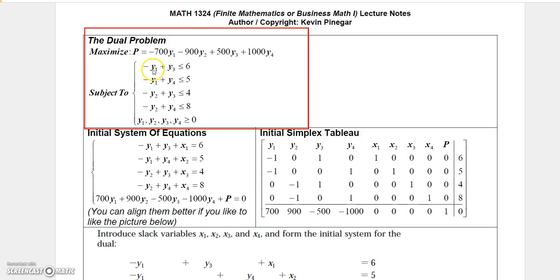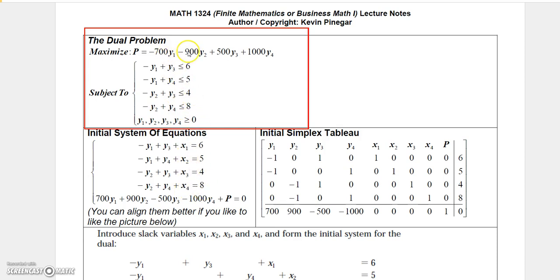So we're going to take the first constraint, minus y1 plus y3, and we're going to add the x1 to it to convert it to an equation. Then we're going to take the second constraint, and we're going to add x2 to it to convert it to an equation. Then we'll take this third constraint and add x3 to it to convert it to an equation. Then we'll take this fourth constraint and add x4 to it to convert it to an equation.